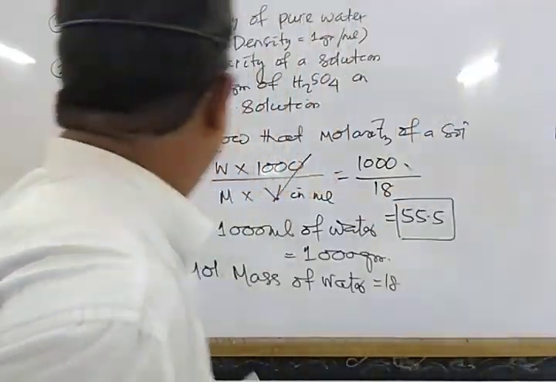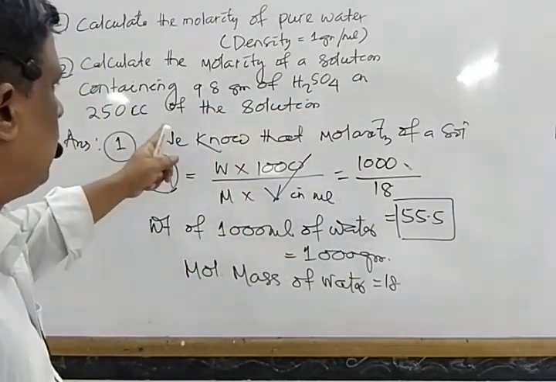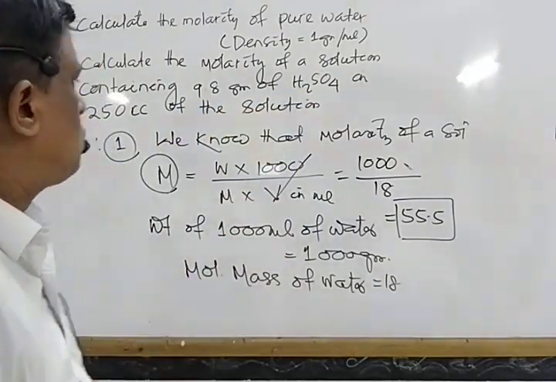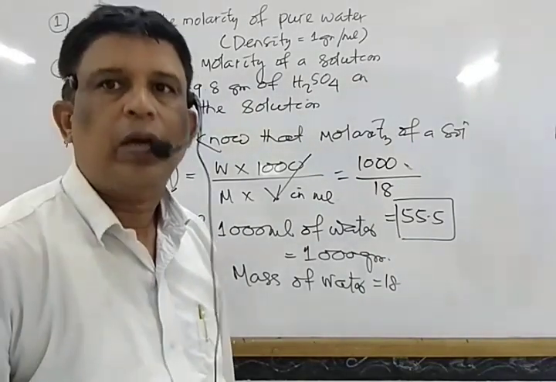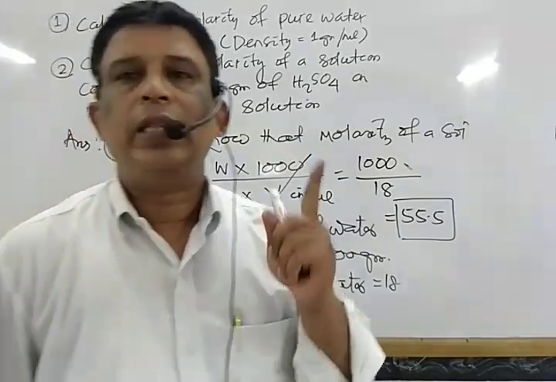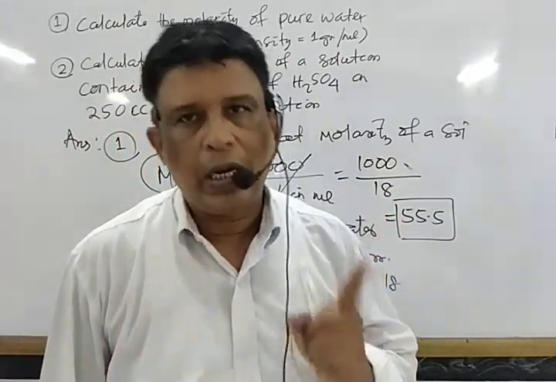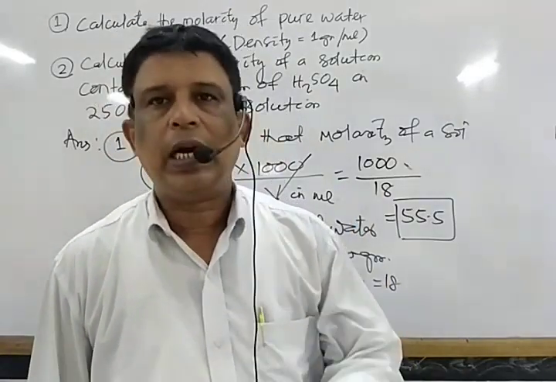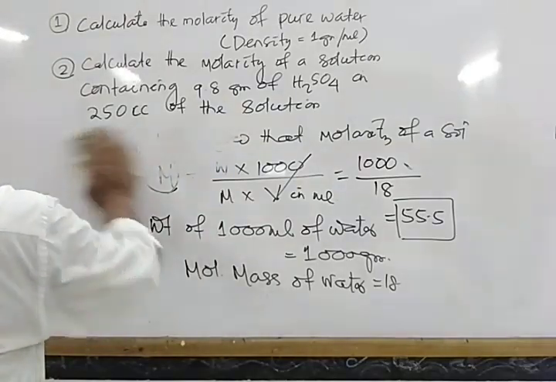What is the next question? Calculate the molarity of a solution containing 9.8 gram of sulfuric acid in 250 cc of the solution. So first read the question, then write down what are the given data, then write we know that the formula, then put the data in the formula to get the answer. Mark that. The second answer.